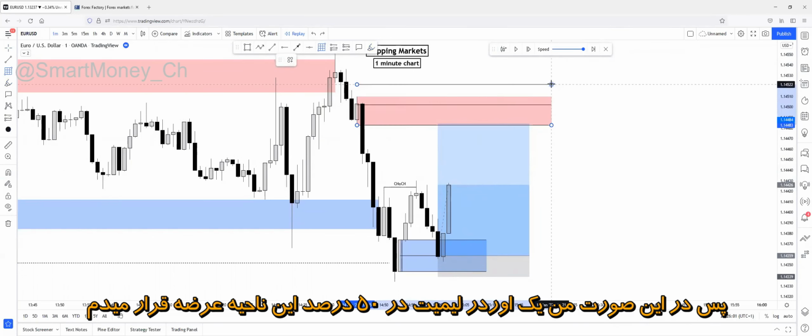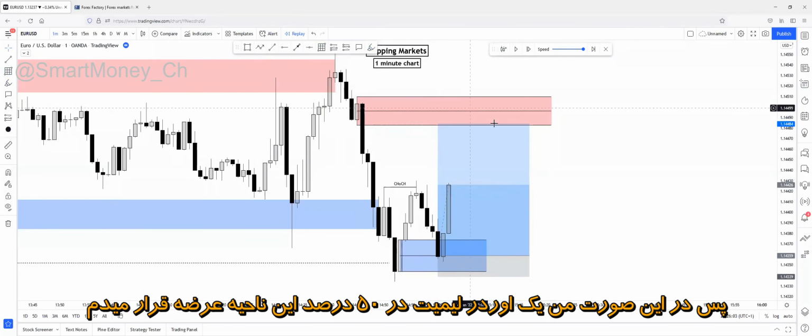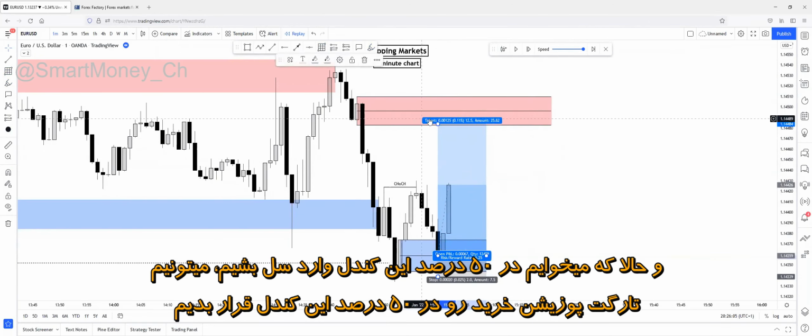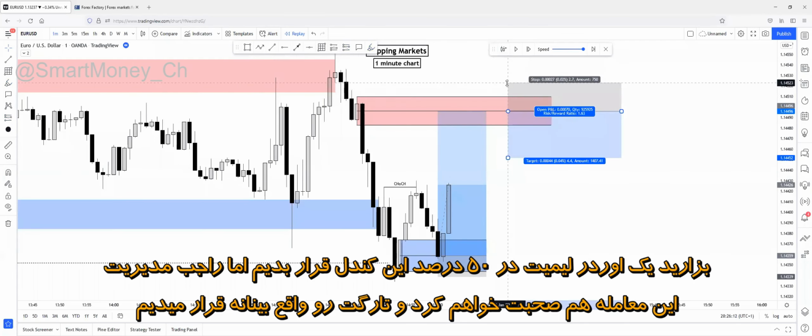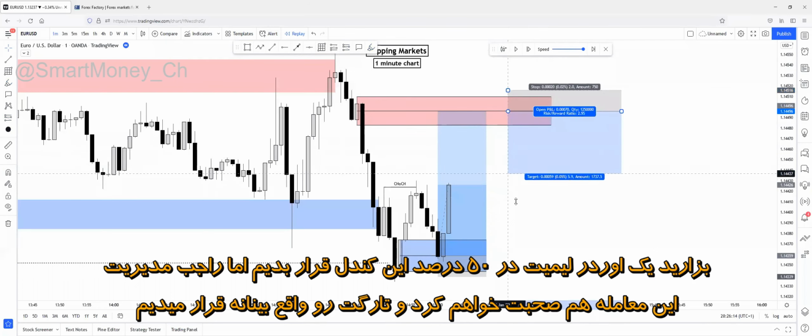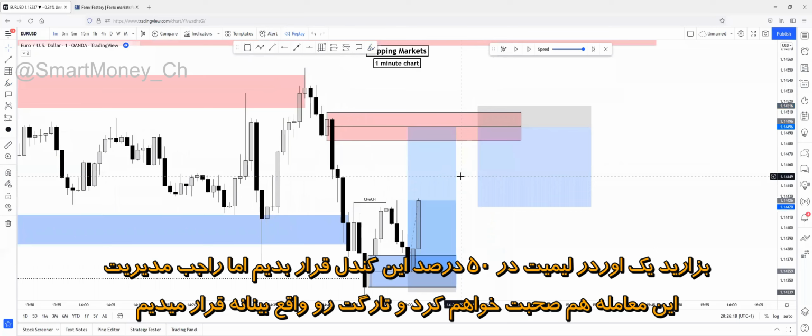So I would risk a short entry here on this supply zone, on the 50% of this supply zone, and we can actually target the 50% of this candle if we are taking a short on the 50% of this candle. So let's set a risk entry on this supply zone, but I'm asking about the trade management actually, and we will be targeting a realistic target.